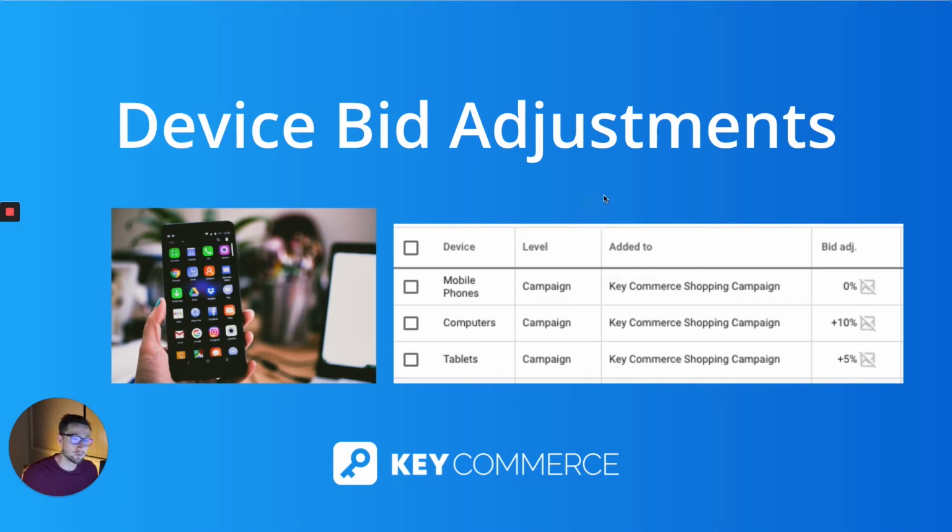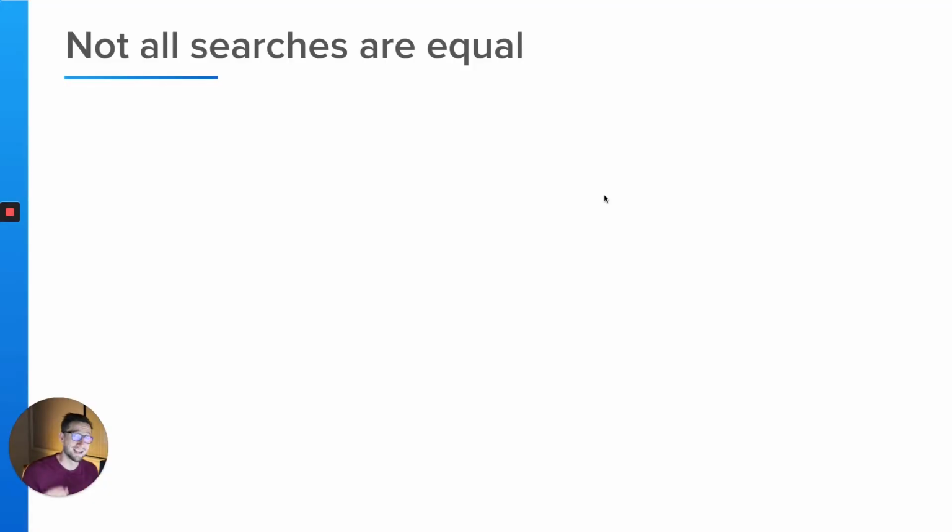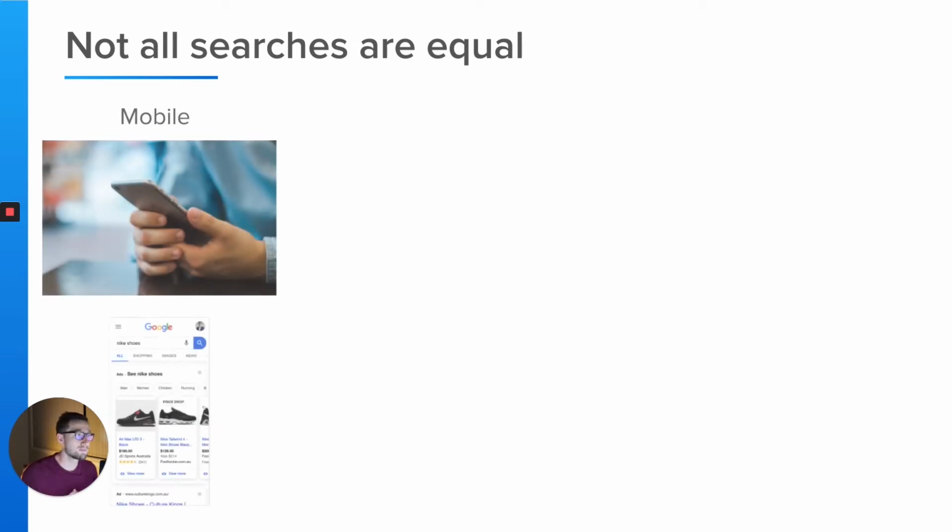Something to really keep in mind before we get started is that not all searches are created equal. When someone searches and looks for your products, your e-com store, think about what device they're on and how that's going to look in the search results, as well as how they're going to interact with your site.